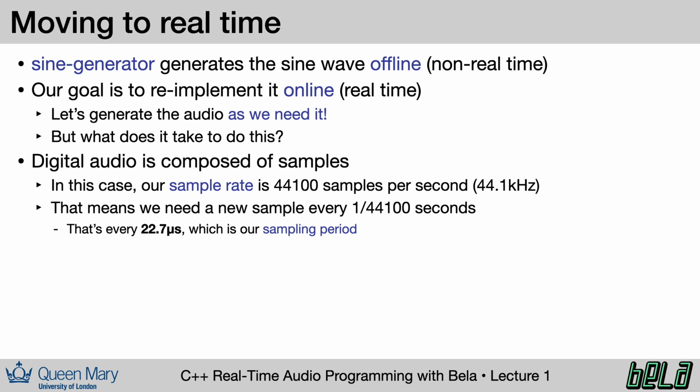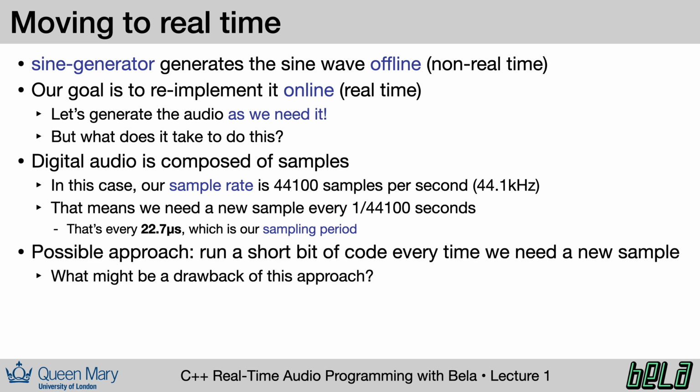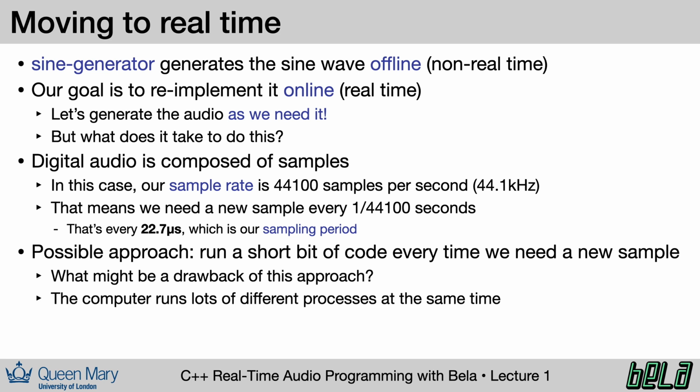That's our sampling period. Now, what we could do is every time we need a new sample, we could just run a short bit of code and calculate that sample as we need it. So it seems plausible, but there are drawbacks. And what might that be? Well, a drawback of this approach is that there is not just our audio code running on the computer.